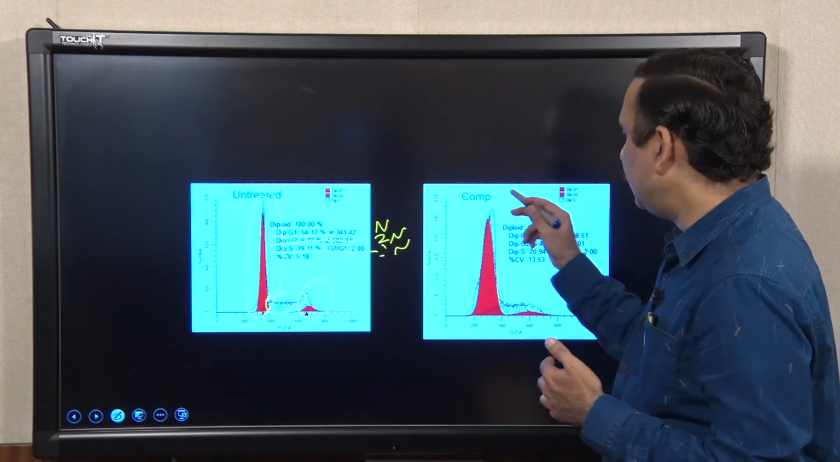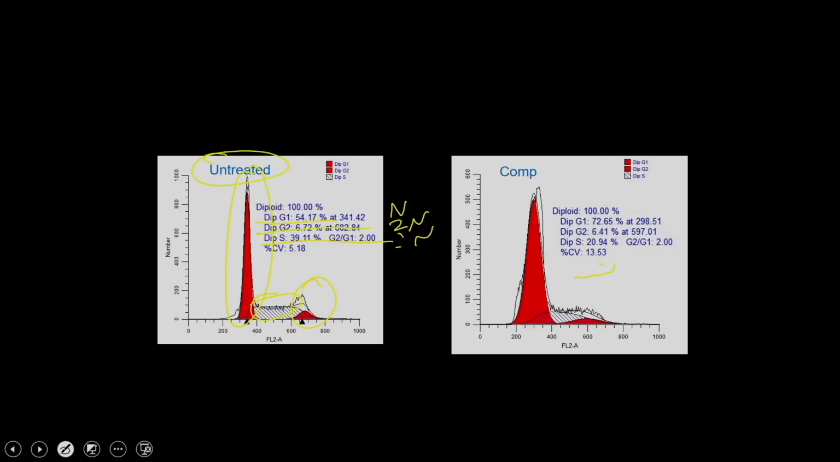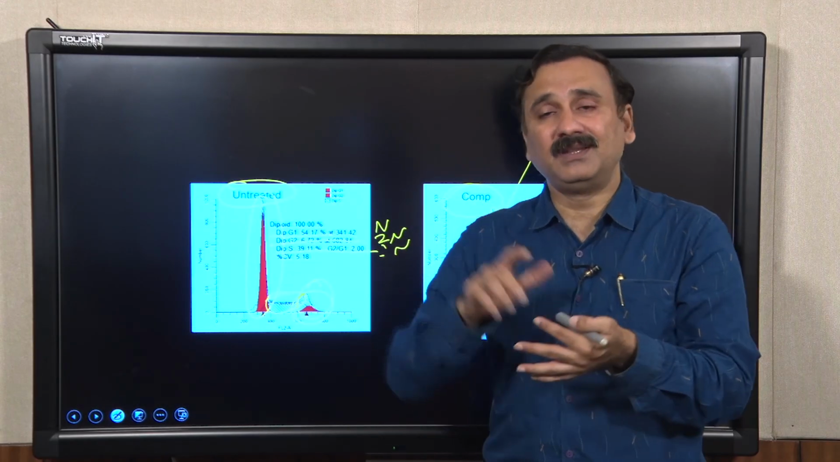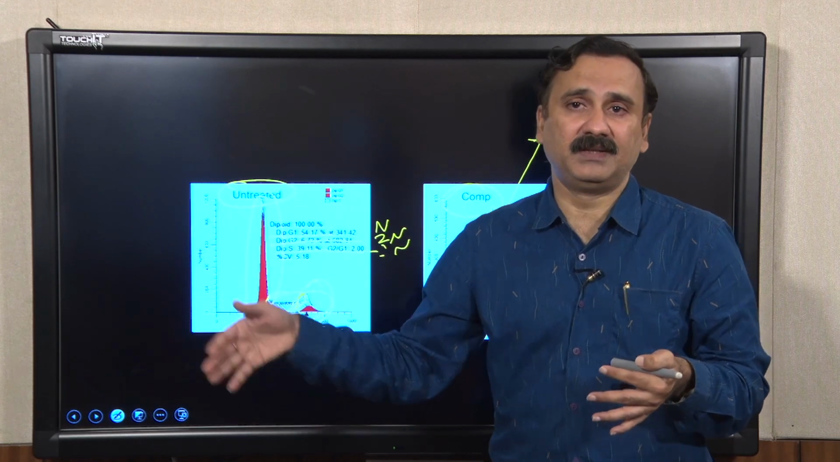So, what you can see here is the untreated sample and the treated sample, and what you see is a disappearance of the G2M phase, which is this phase, and an increase in the G1 phase, which means the cells are not going beyond the G1 phase, which means they are not entering into the S phase.